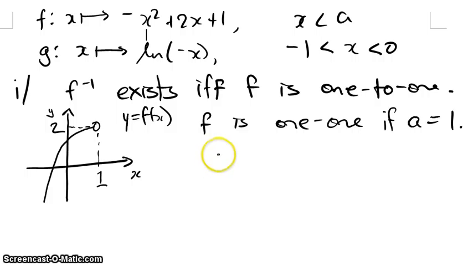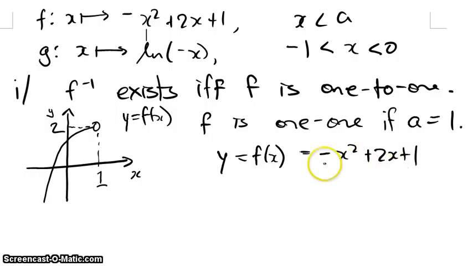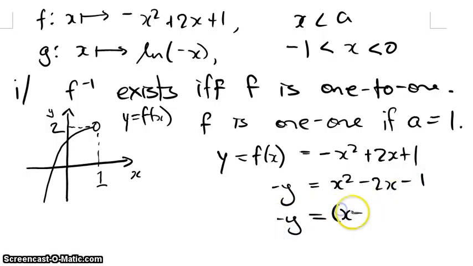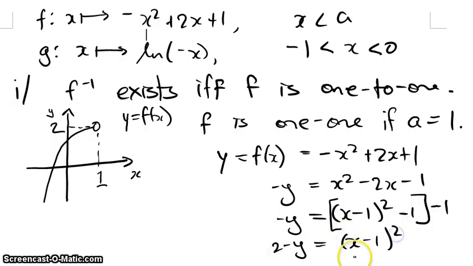So to find the inverse, we start with the equation y equals f of x, which is y equals negative x squared plus 2x plus 1. We try to make x the subject of this equation. To do that, what am I going to do? I'm going to complete the square. I don't like completing the square with a negative in front of my x squared, so I'm going to move that minus sign over. So negative y is equal to x minus 1 squared. This includes a plus 1, so I need to minus 1 away from it, and then I get a minus 1. So 2 minus y is equal to x minus 1 squared.